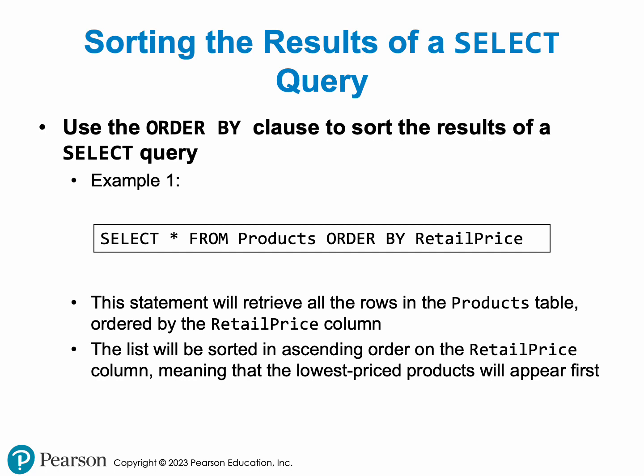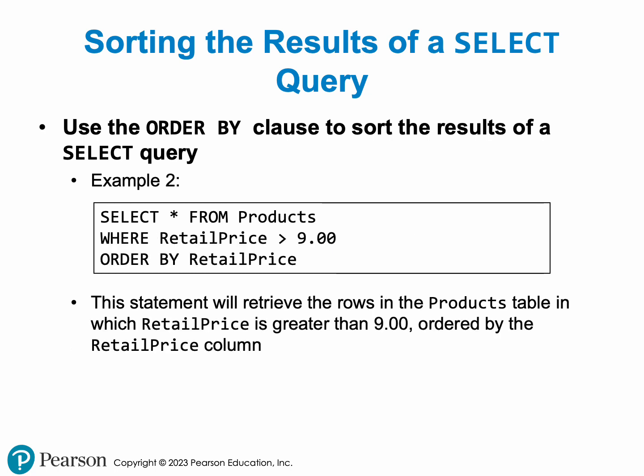So all you have to do is just put order by and specify which column you want it to be ordered by. In this case, it's retail price. So all of our rows will be displayed in ascending order based on the retail price, starting from the lowest up to the biggest retail price.